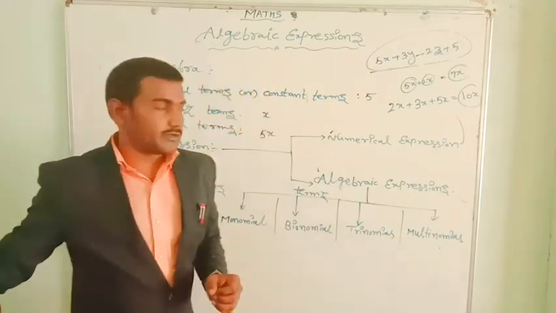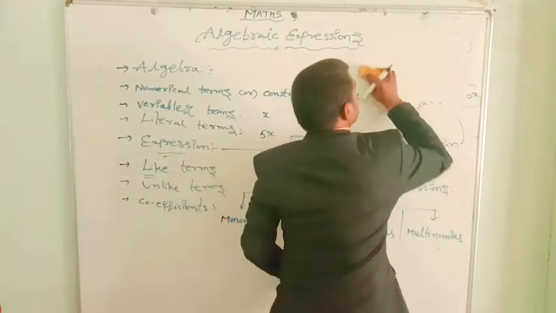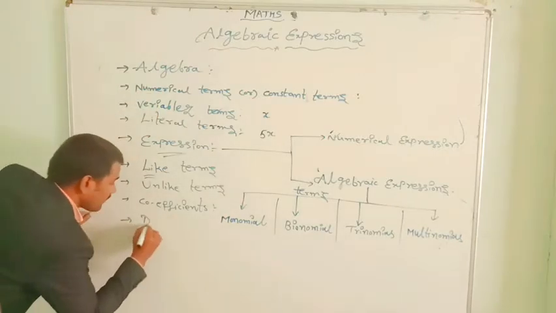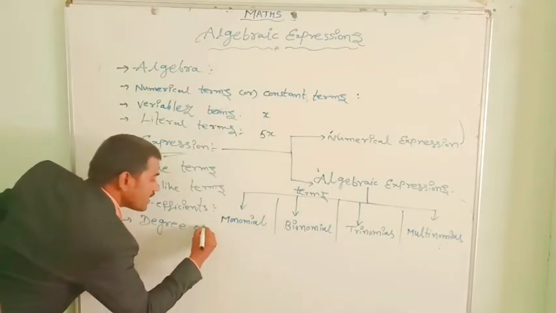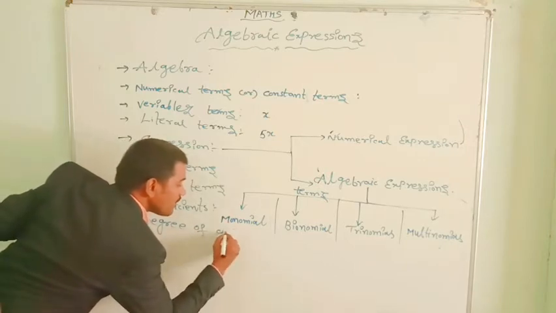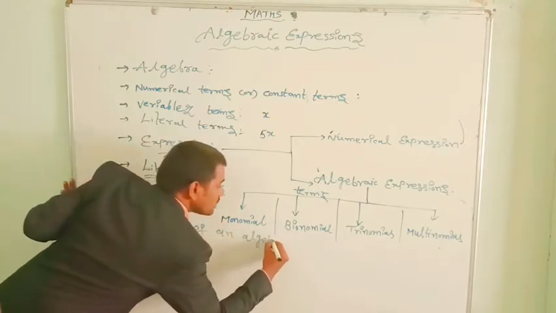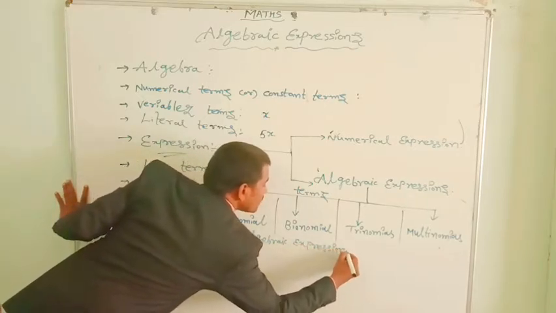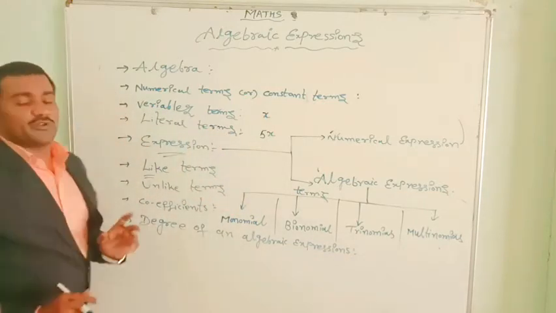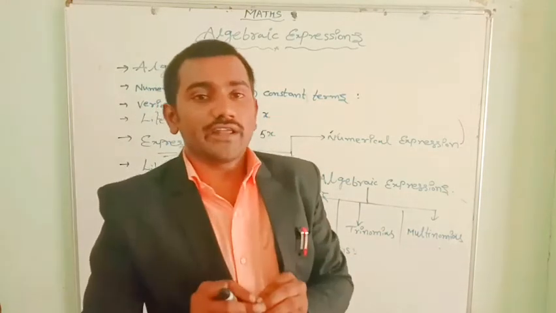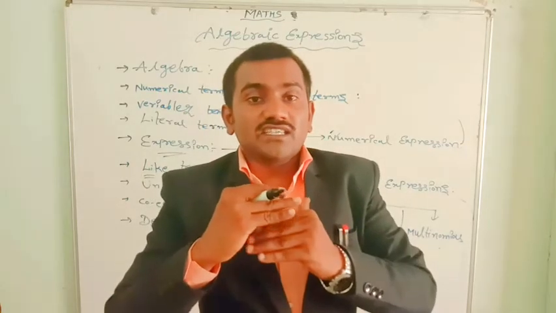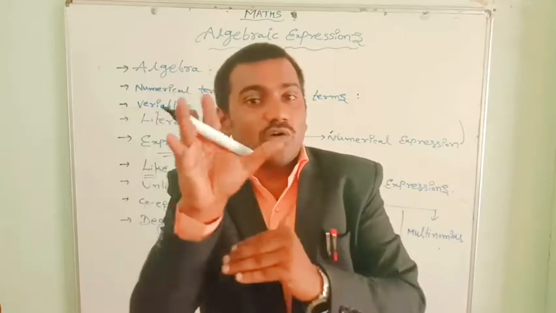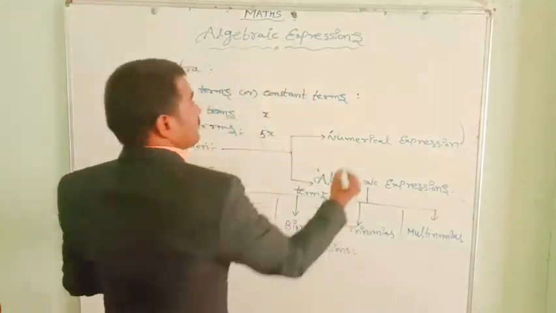Degree of an algebraic expression. What is the meaning of degree? Simple. It is nothing but the exponent of a variable. Counting the exponents is known as the degree.